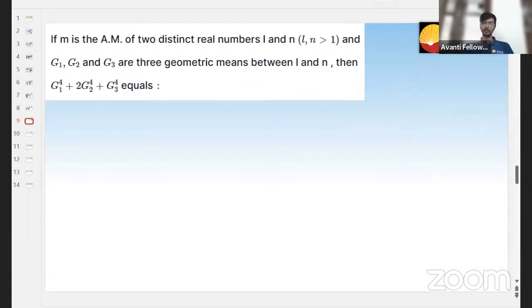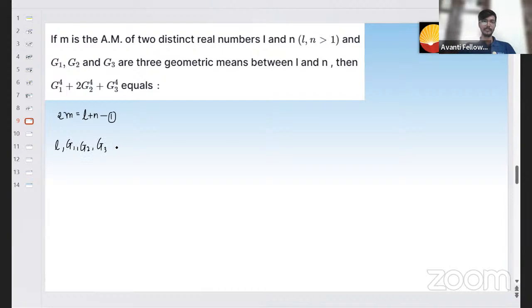Yeah. So let's solve this question first, which says... I was saying let's write the given information as we read the question. So here, first is M, or you can say 2M equals L plus N. Let this be equation number 1. There are three geometric means G1, G2, G3 between L and N. So the sequence here will be a GP.